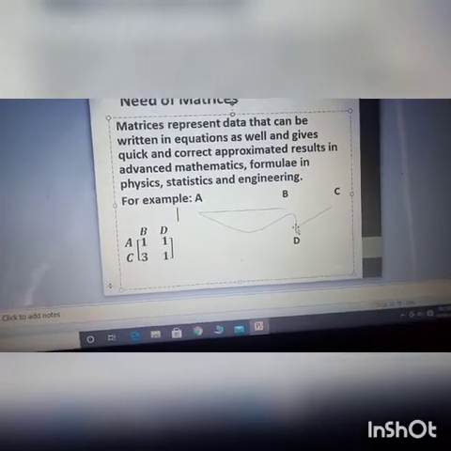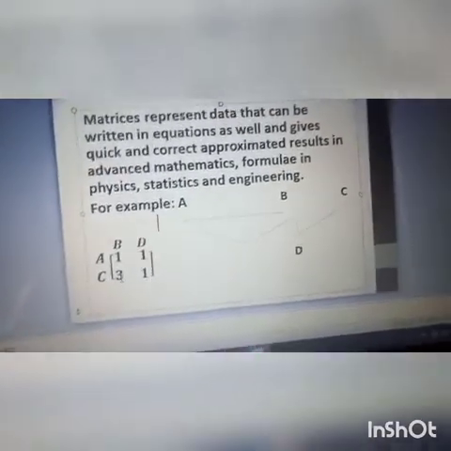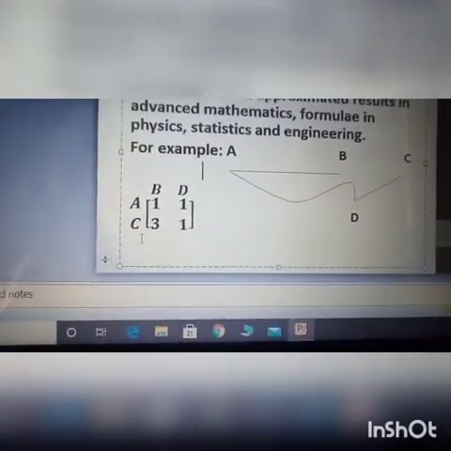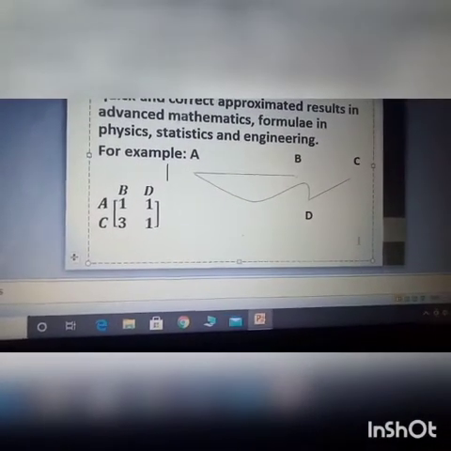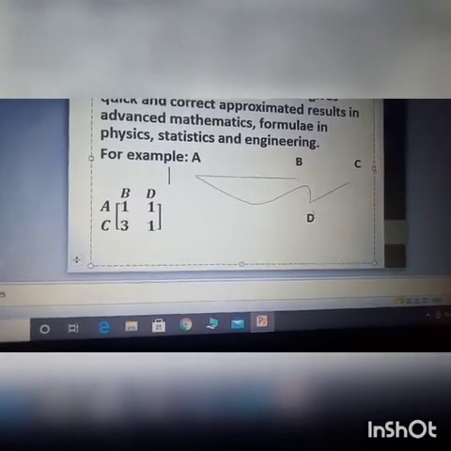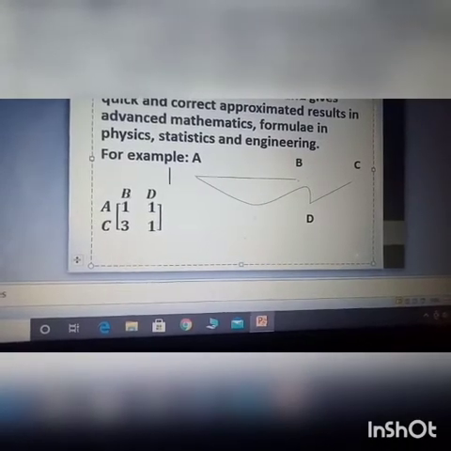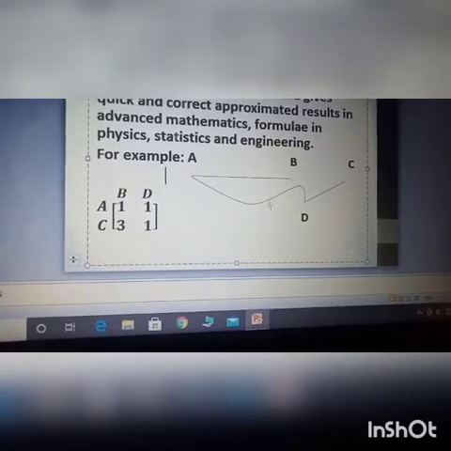So 3 will be stored here in the data. And the last thing, C to D. So how many ways are there? Again, from C to D, you can see from the drawing, only one way is there to cross. So again, one is being stored. So this is one matrix which is representing the data for this practical life example.